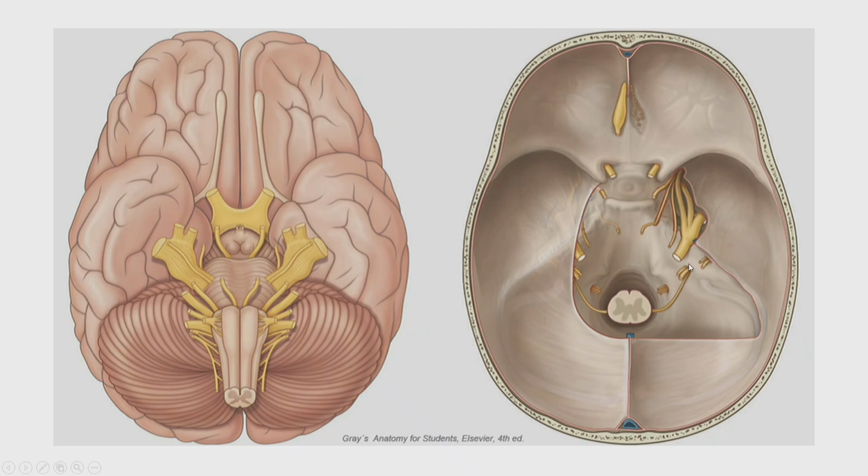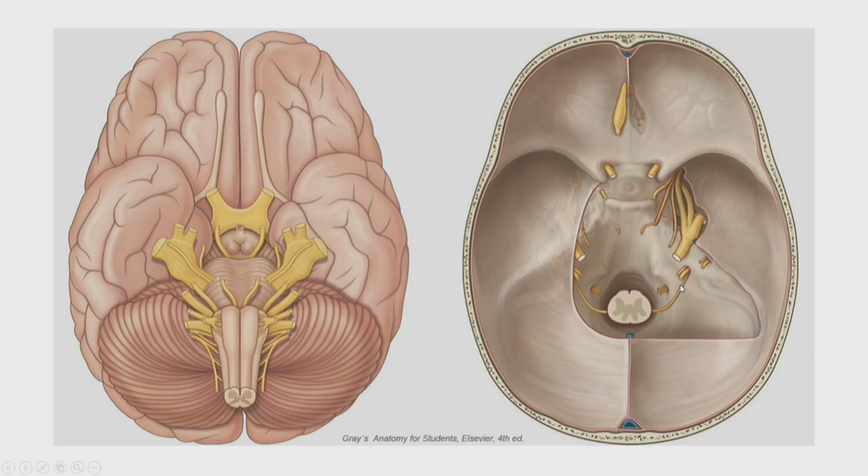Then we have cranial nerve number 9, glossopharyngeal nerve, 10, vagus nerve, and accessory nerve, cranial nerve number 11. All of them are passing through the jugular foramen, especially the ventromedial part of this foramen. That is the place for these nerves.